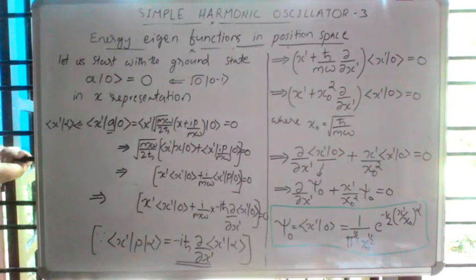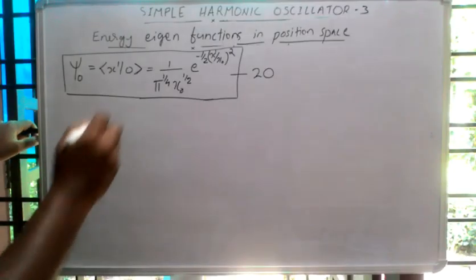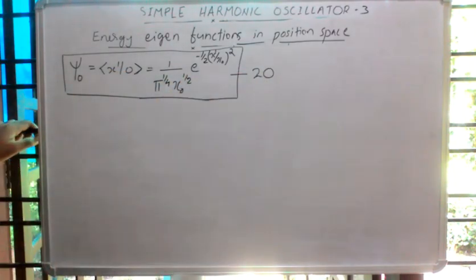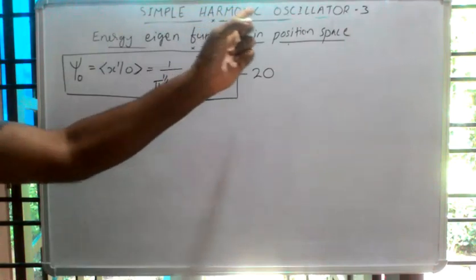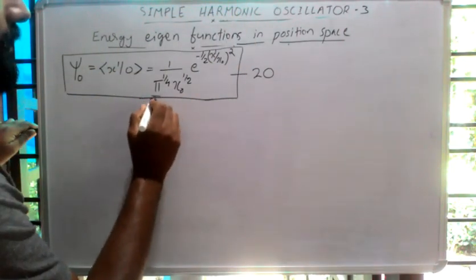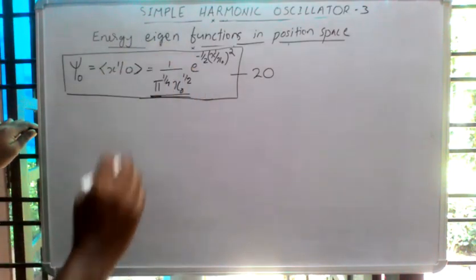And let me put this as equation 20. Equation 20, this is the ground state wave function of simple harmonic oscillator. And I'm going to, with a normalization constant, this is the normalization constant 1 over pi raised to 1/4 x naught raised to half.